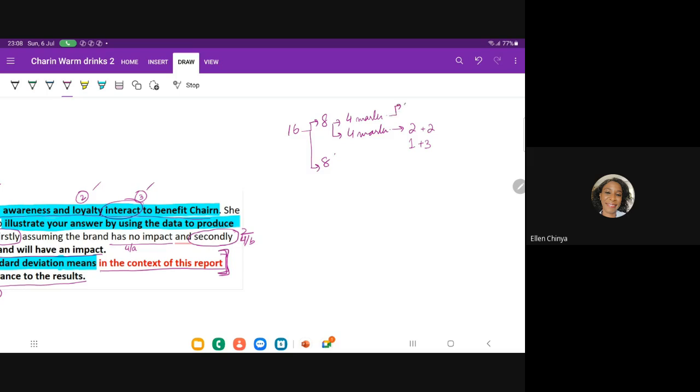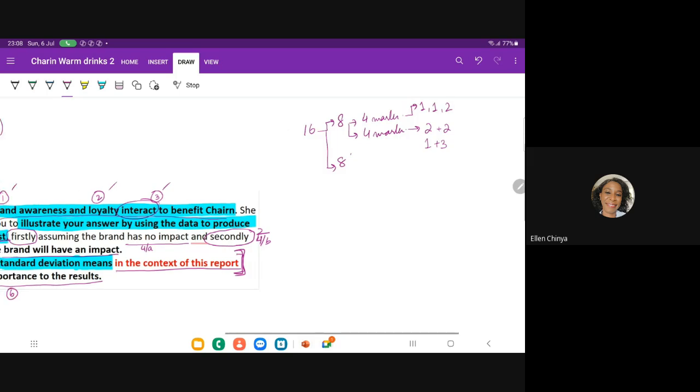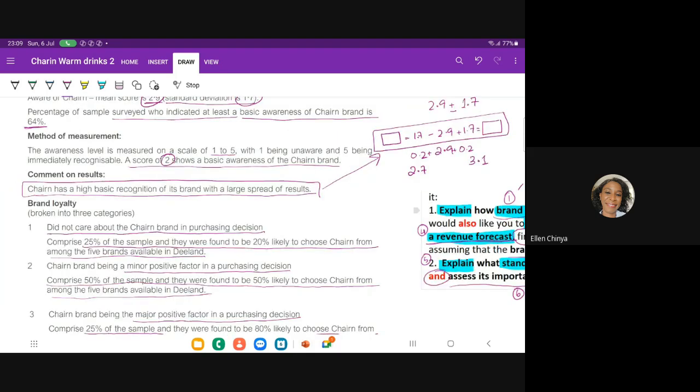Here, I can say 1 mark for brand awareness, 1 mark for brand loyalty, and 2 marks for the interaction because interaction is a little difficult to understand, right? So if you are explaining with respect to 1 mark, it's good.